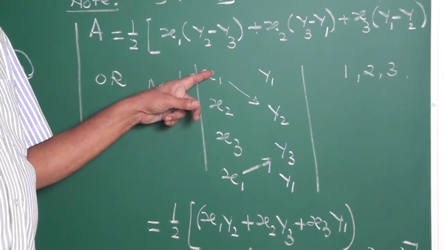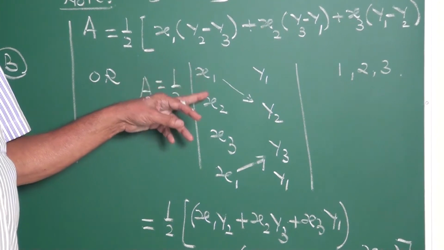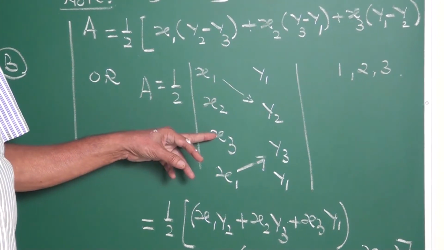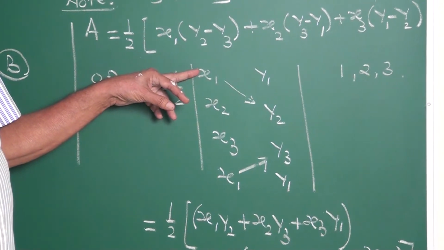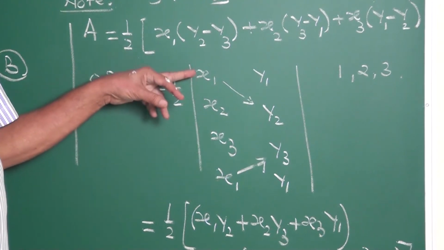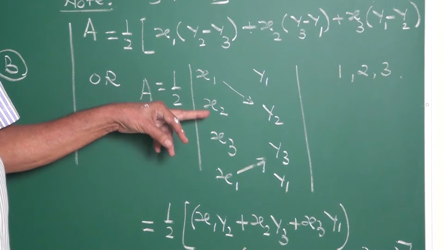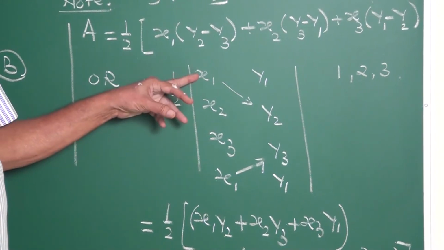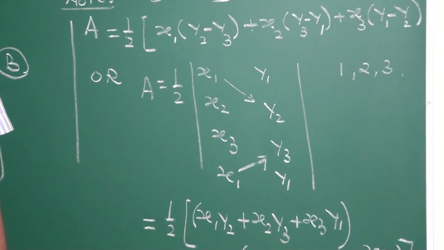Beginning and closing must be with the same coordinates. If you start with A, next B, next C, next A. If you start with B, coordinates of B, C, A, B, like this. If you start with C, after C is what? A, after A, B, then C. Beginning and closing must be with the same coordinates.